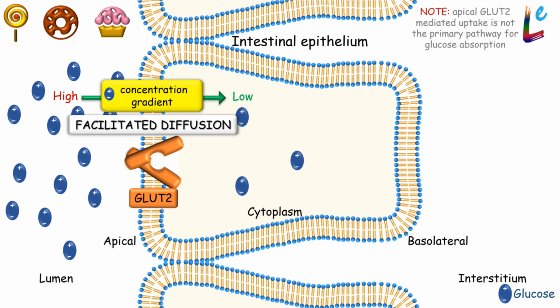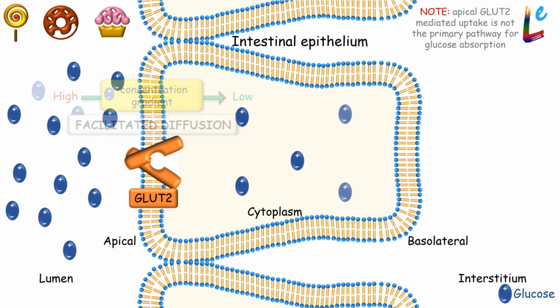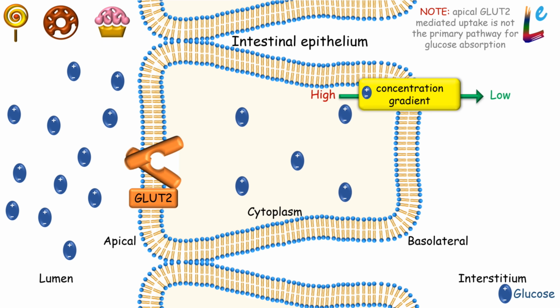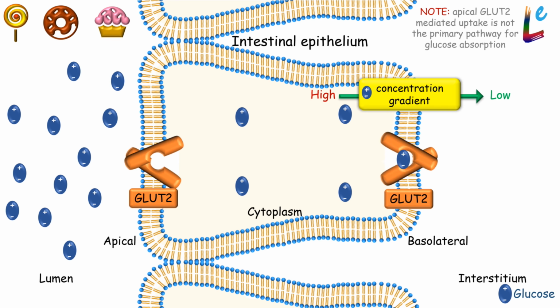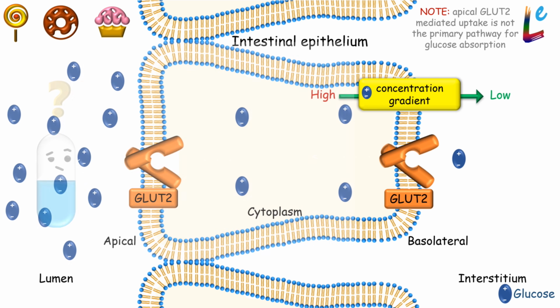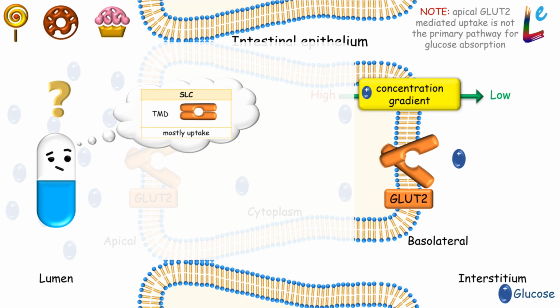With continued uptake, the glucose concentration within the cell increases. A concentration gradient for glucose is established between the cytoplasm and the interstitium. So here, if a transporter is available, glucose can move along its concentration gradient. This transport can be facilitated once again by GLUT2, but this time located on the basolateral membrane. Now, didn't we say that SLCs mostly mediate uptake? Yes, we did. But they also mediate efflux.